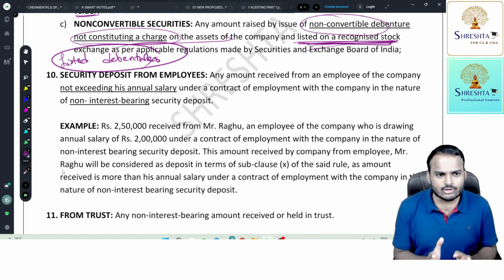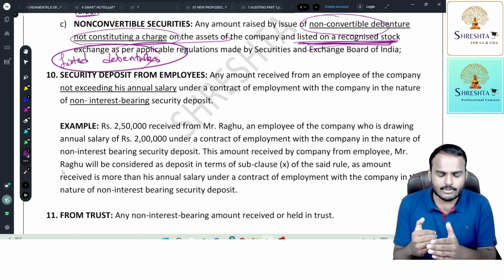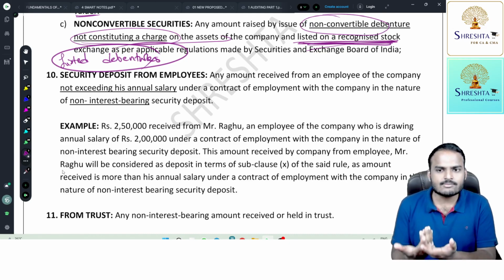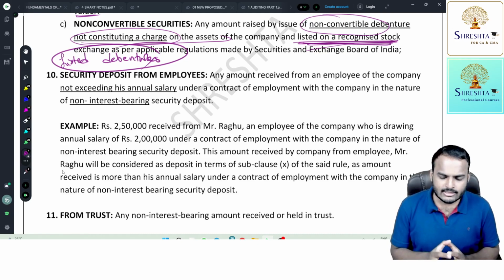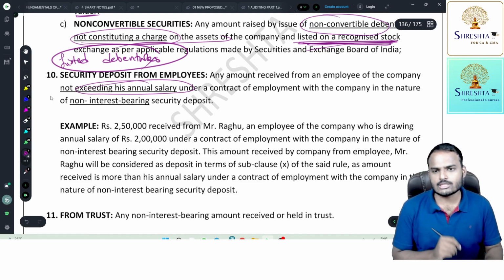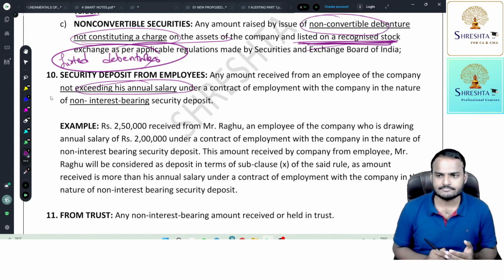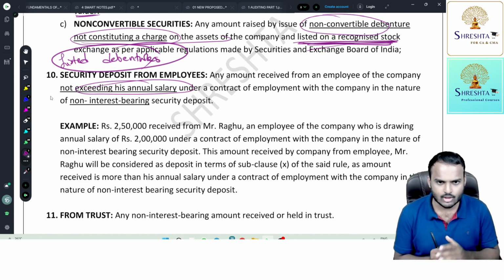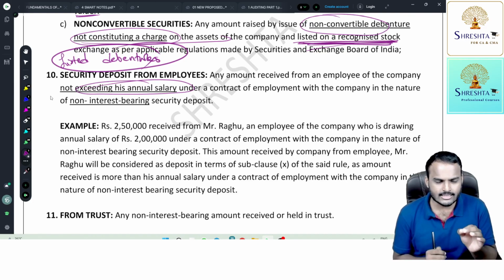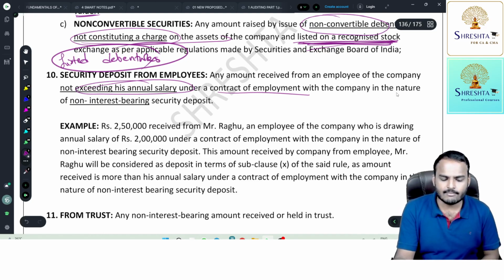So depending upon the role and nature of the job, companies accept security deposits from employees. Now these security deposits are not treated as deposits because they are accepted as a security, not as a business advance, not as a business loan, right? Amount received from an employee of the company not exceeding his annual salary. This is the crucial point. That means all deposits from employees are not exempted. They are not covered under the exempted category. Only a few, that is, a deposit amount not exceeding annual salary under a contract of employment with the company, in the nature of a non-interest bearing security deposit.